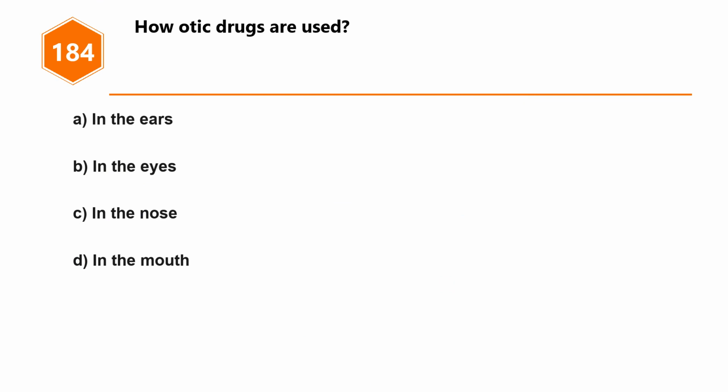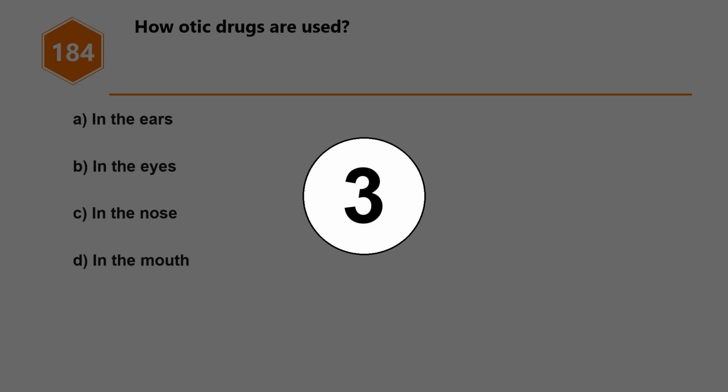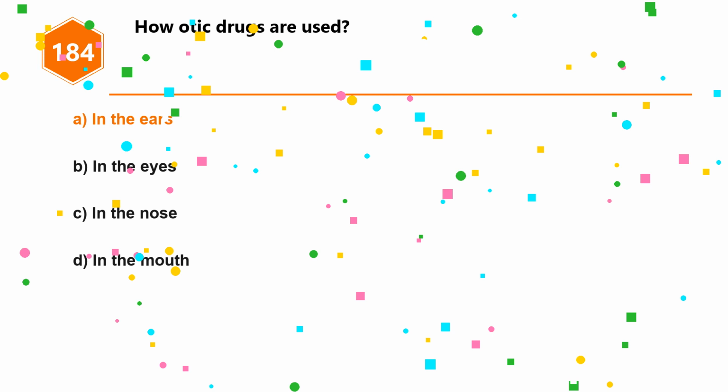Question 184. How are otic drugs used? Option A, in the ears. Option B, in the eyes. Option C, in the nose. Option D, in the mouth. The correct answer is option A, in the ears.